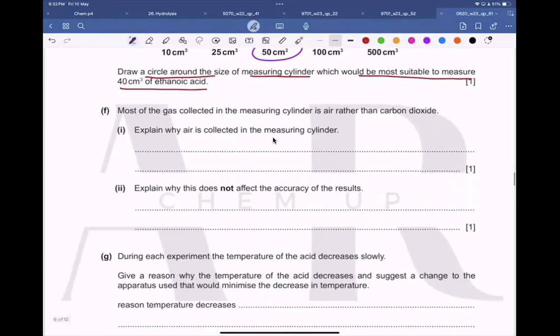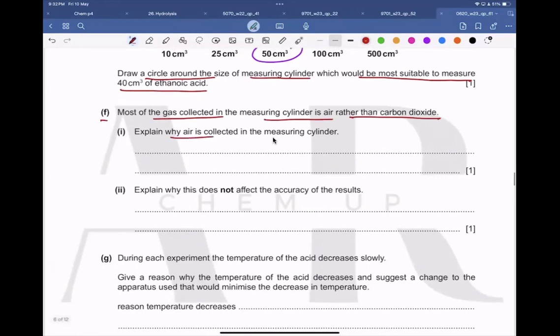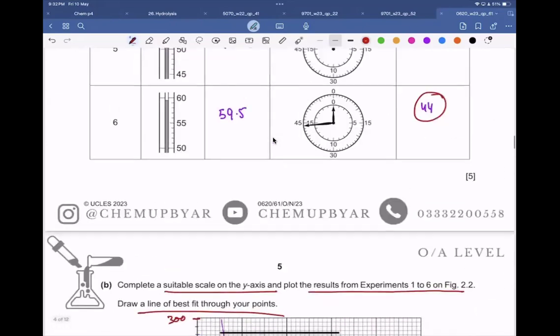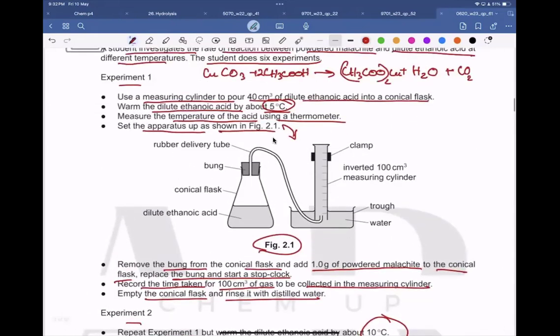Okay, now part F. Most of the gas collected in the measuring cylinder is air rather than carbon dioxide. Explain why it's collected in the measuring cylinder. It's obvious because that air is present in the flask initially, right? If you see over here, that air first moves and displaces the water.